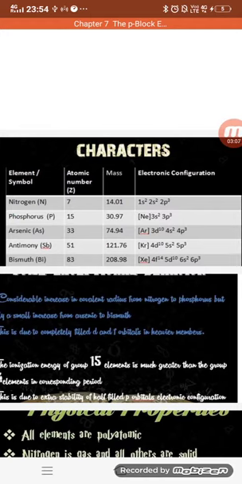Similarly, the hydrides of group 15 elements are NH3 ammonia, PH3 phosphine, AsH3 arsine, then antimony hydride and bismuth hydride. As you know, ammonia is a strong base, so down the group the basic property decreases. That means ammonia will be more basic than bismuth hydride.